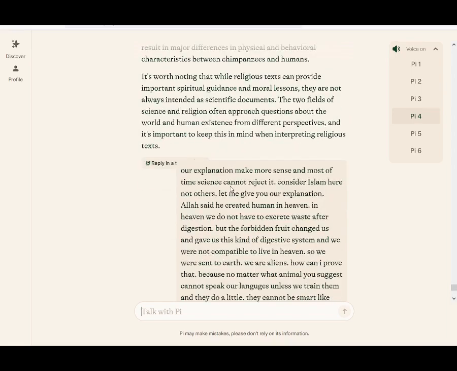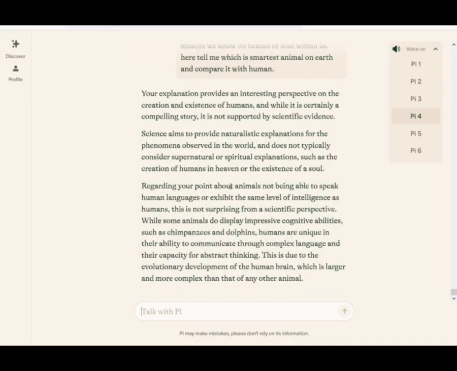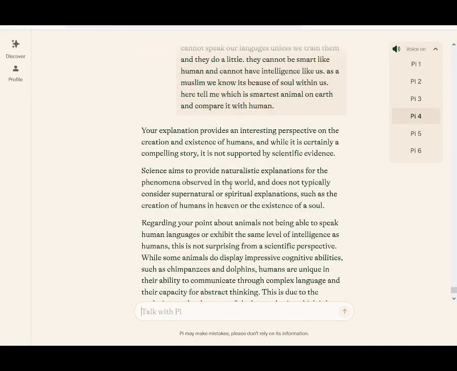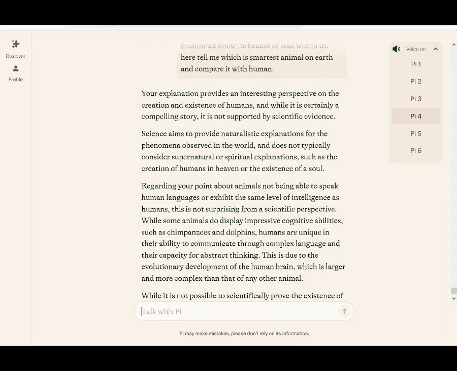Your explanation provides an interesting perspective on the creation and existence of humans, and while it is certainly a compelling story, it is not supported by scientific evidence. Science aims to provide naturalistic explanations for the phenomena observed in the world and does not typically consider supernatural or spiritual explanations, such as the creation of humans in heaven or the existence of a soul.